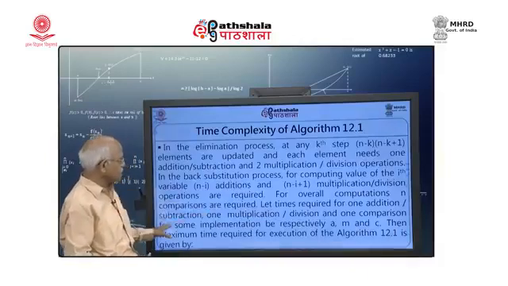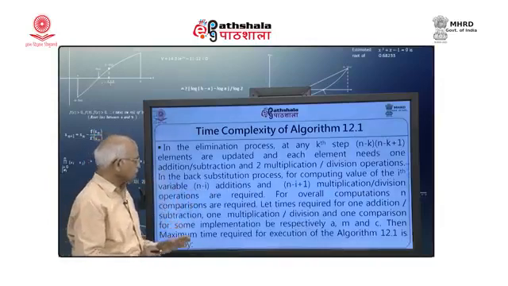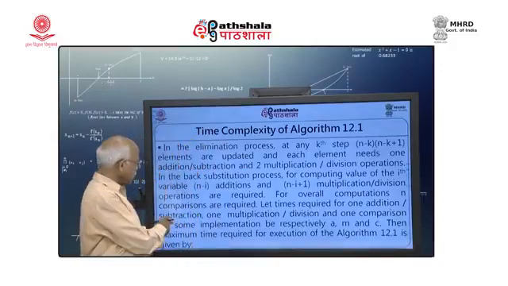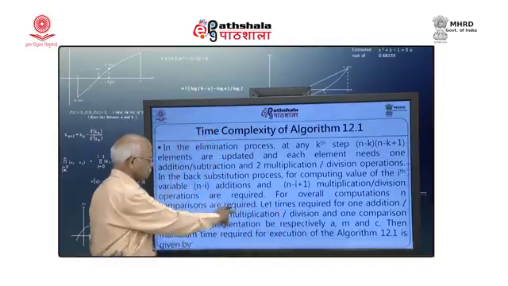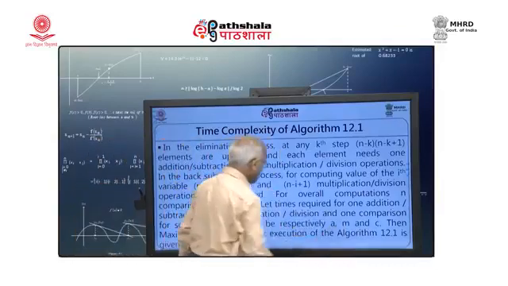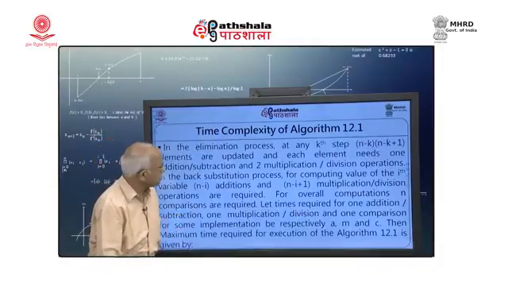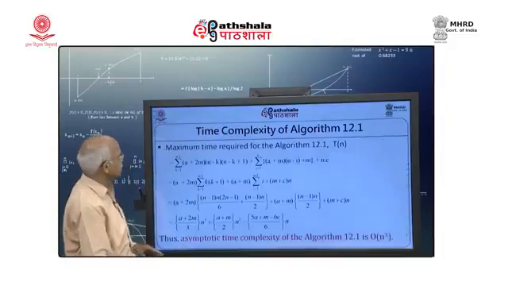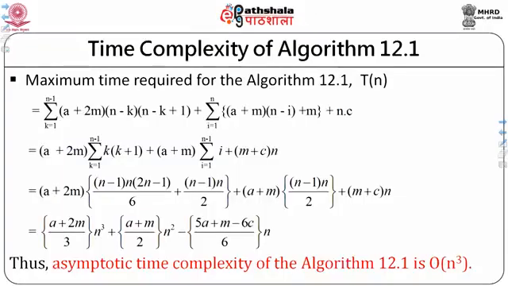comparisons are required, where you are testing whether the diagonal element is less than epsilon or not. Let the times required for one addition or subtraction, one multiplication or division, and one comparison be denoted by A, M and C. Then the maximum time required for execution of algorithm 12.1 will be given by all this. We are putting it in a nutshell here. So, A plus 2M additions and these many elements, and this is the kth step, and steps are 1 to n minus 1. Therefore, these many operations for the elimination process.